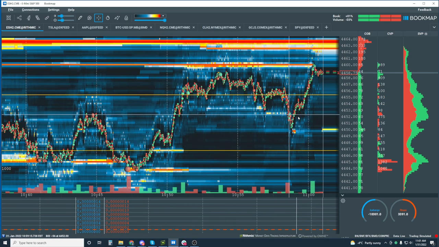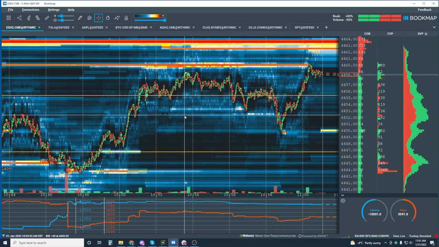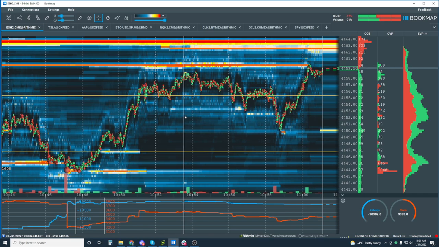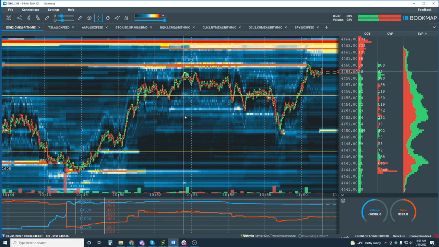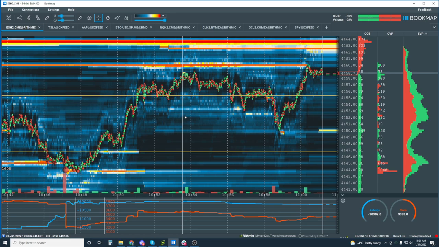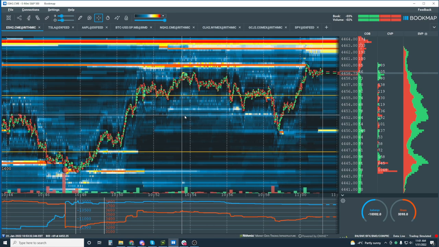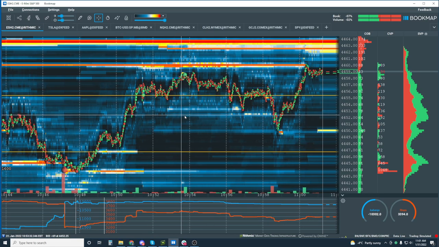Now if sellers come in, where are they going to test them? Anyone have an answer for that? If sellers came in here, and so far we don't see them, what would you guys think? Where might they take it?